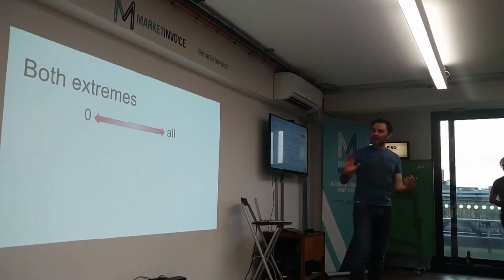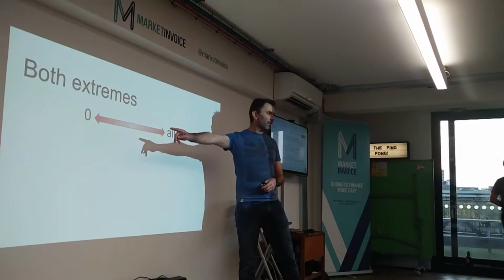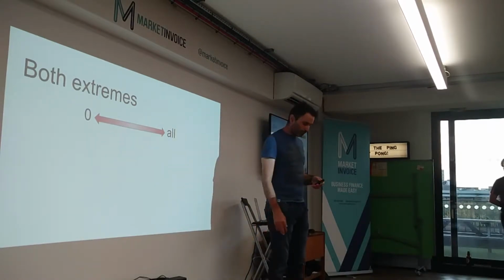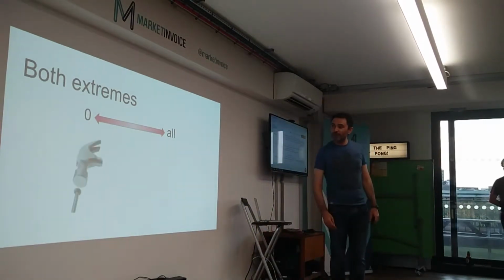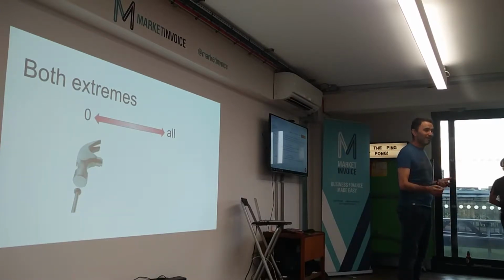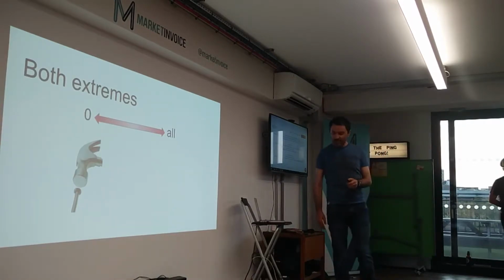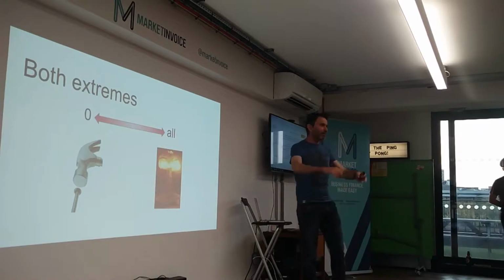Okay, so we have both extremes for when we refactor. We have nothing, and then we have all. On the zero end, we have the nail, another hammer, another nail. That's pretty much it, and a few more ifs in the code. And on the other end, we have to rewrite the whole thing.